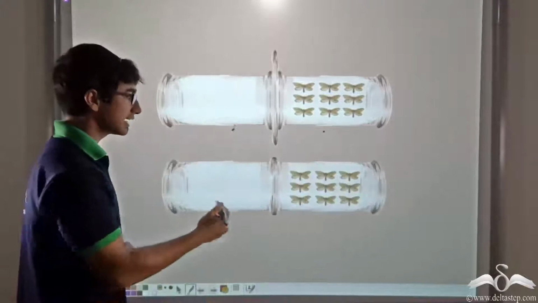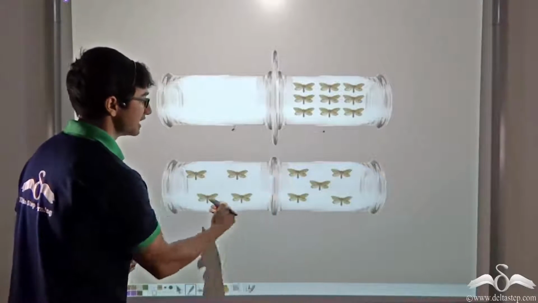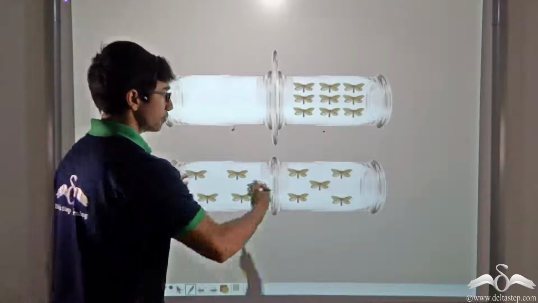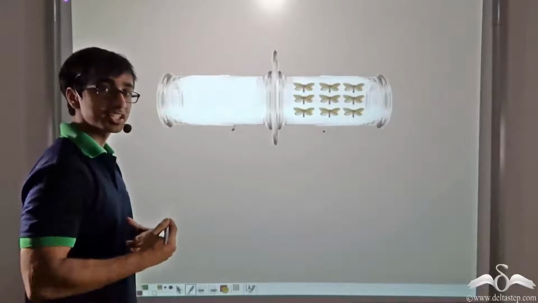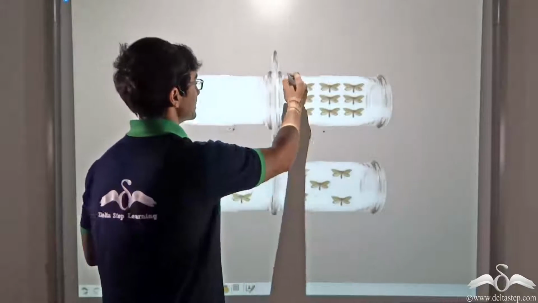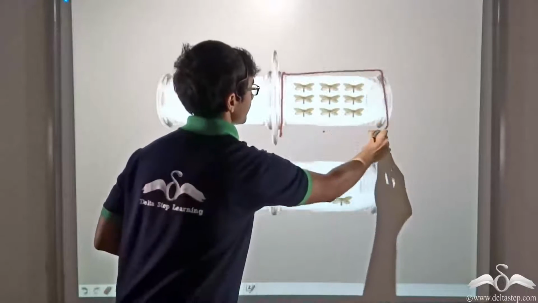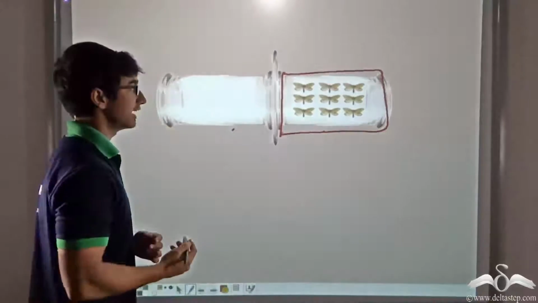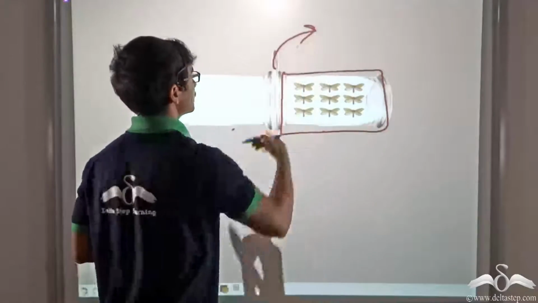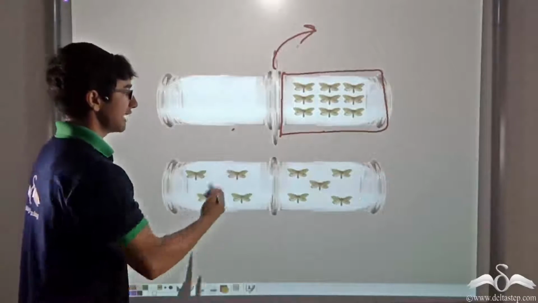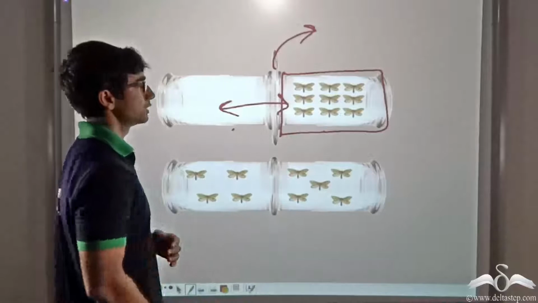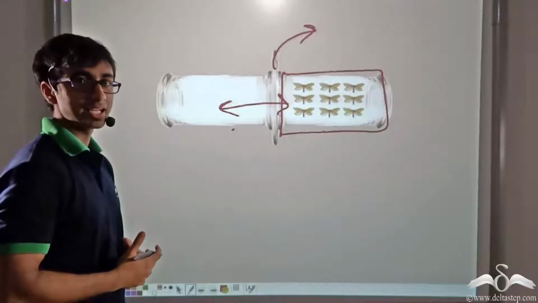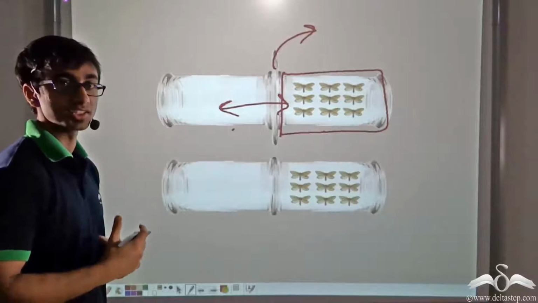The moment we take out the divider, the flies redistribute themselves in both of the jars. That is, initially the flies were inside this jar only, and after we remove the partition, the flies redistribute themselves in both the jars. So we can derive this same analogy and apply it for charges.